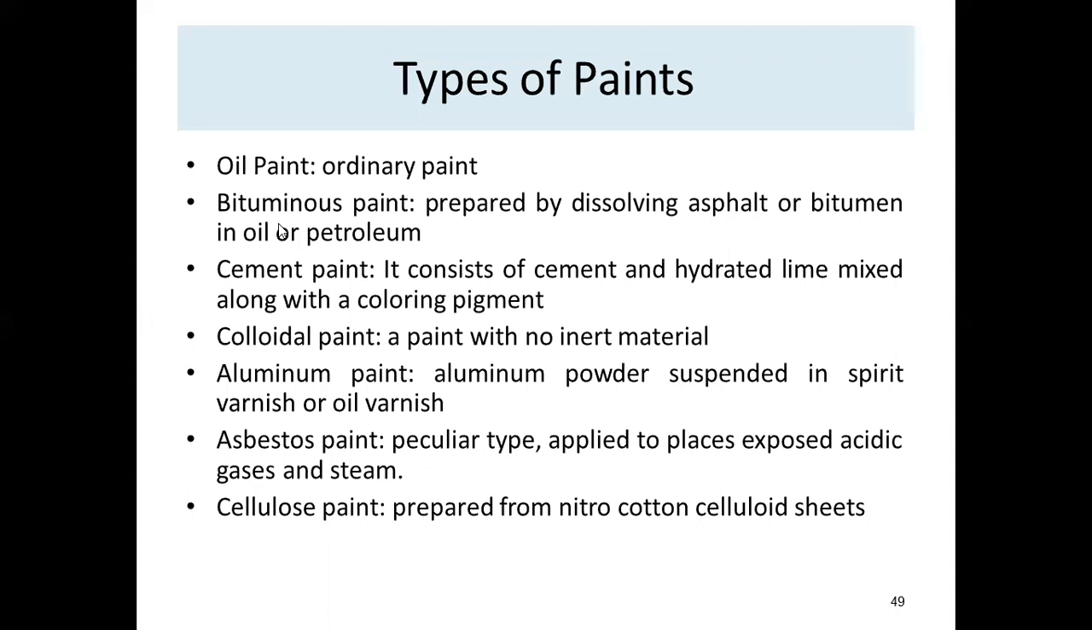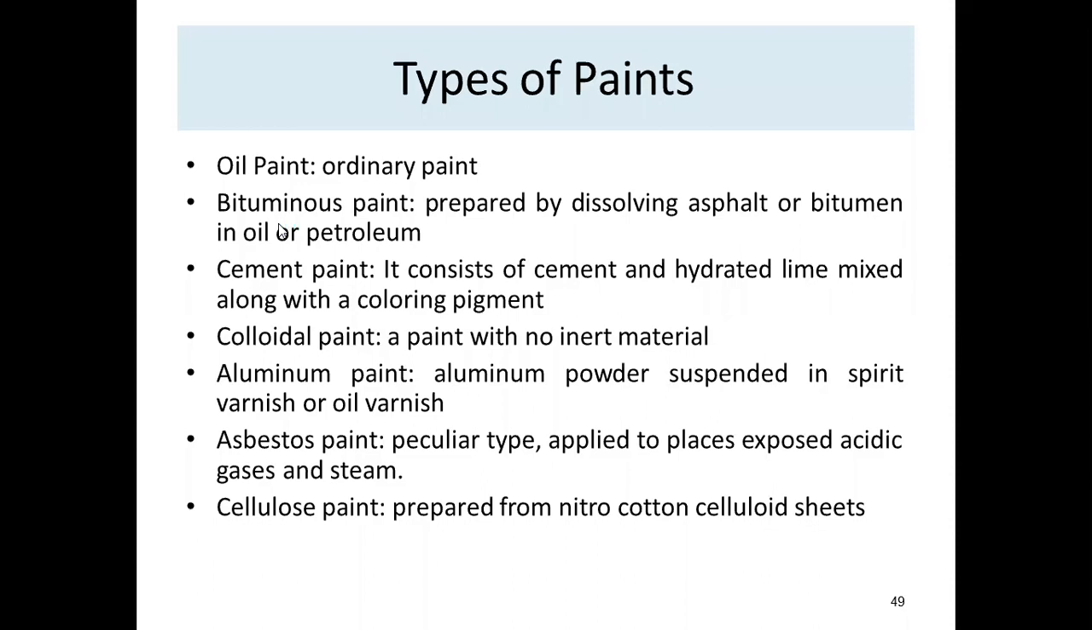Here, in this type of paint, we are using the spirit varnish or oil varnish, and after the drying process, the spirit or oil varnish will evaporate, and only aluminum particles will be there, and those aluminum particles will form a thin metallic coating on the surface where we have painted.